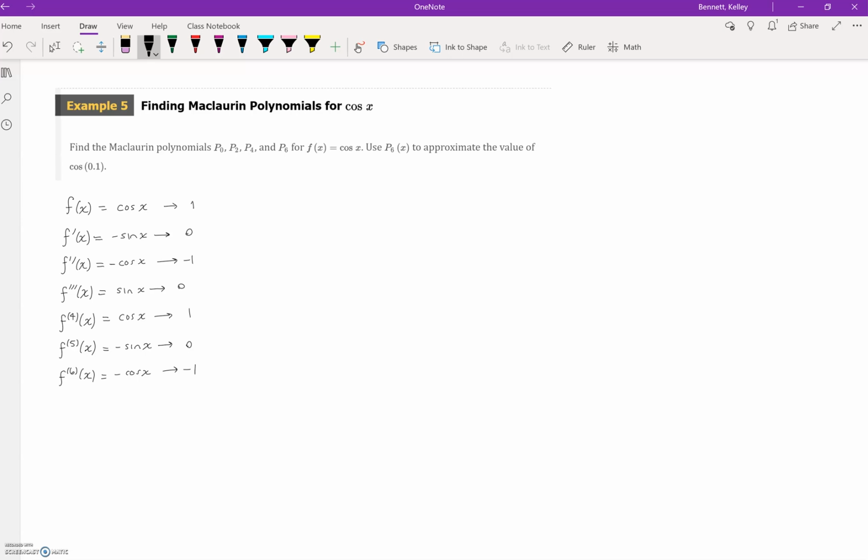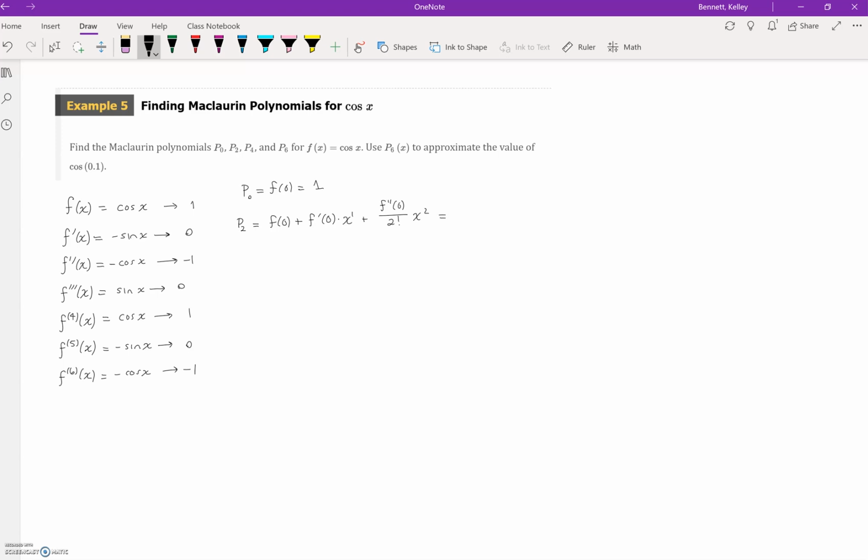So now that we have all of our derivatives evaluated, we can go ahead and compute our nth degree polynomials for the Maclaurin approximation. So for P naught, that one's just f of 0, which is 1. For P2, we need f of 0 plus f prime of 0 times x to the first power, plus the second derivative evaluated at 0 over 2 factorial times x squared.